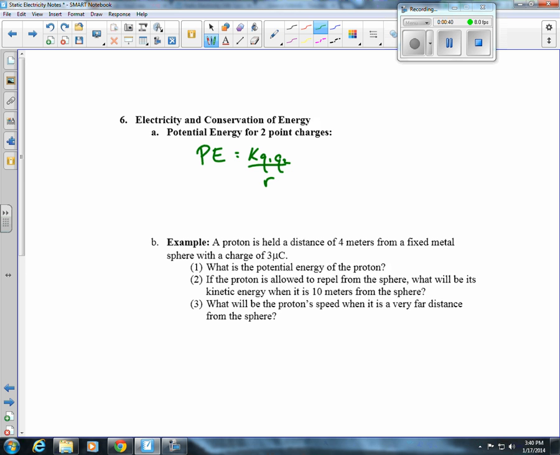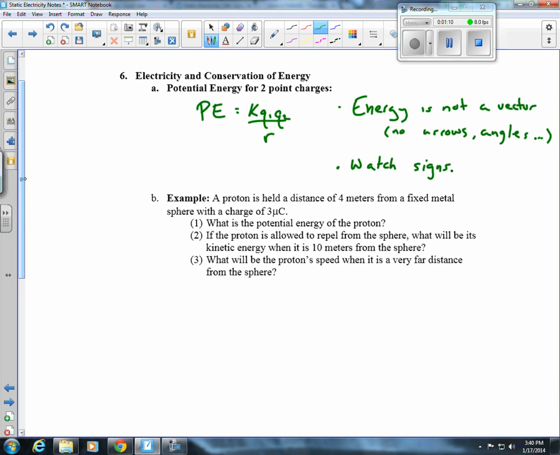Now, the nice thing about this is that energy is not a vector. So we're not going to deal with arrows or angles like we have to do with electric fields, so that makes it a little bit easier, but we do have to watch our signs, or negatives or positives. I'm kind of lazy with my signs maybe when I do force stuff, but I have to be very careful when I'm doing potential energy.